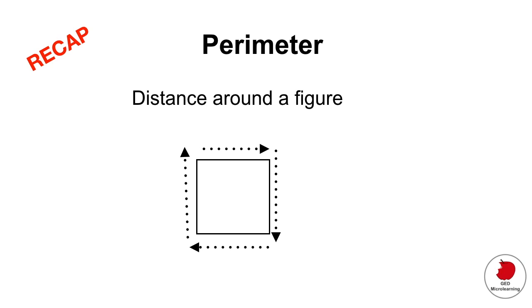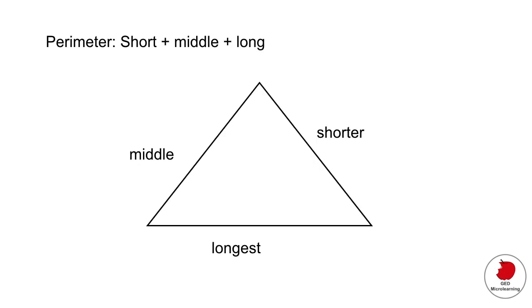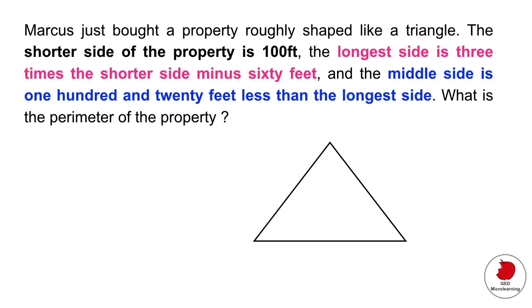Okay, so in this case, they tell us that the property is shaped roughly like a triangle. So for the perimeter, we would have to add all of these 3 sides. And they tell us that one of the sides is shorter, the other one is longer, etc. As you can see, in the image the triangle has equal sides, but just pretend that they're different lengths. Okay, so now let's get to the question.